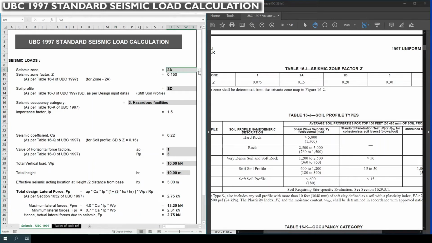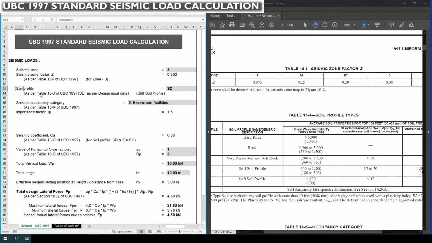If it is 2A, it is showing 0.15. This is as per table 16-I. And again in the Excel sheet, if we select 2B it is 0.2. Similarly for 3, it is showing 0.3. Next input we need to provide is the soil profile.